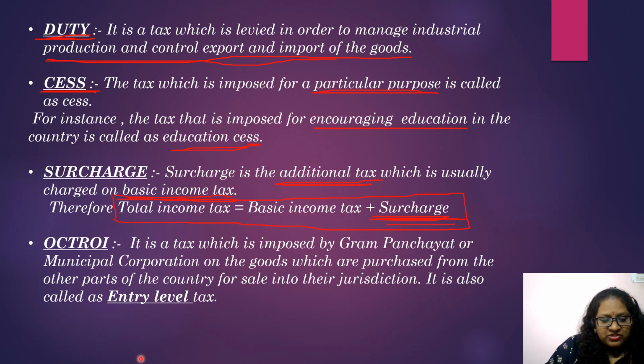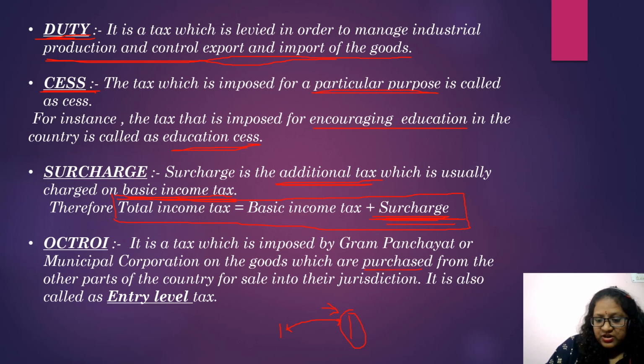Now, next comes the octroi. It is a tax which is imposed by the gram panchayat or municipal corporation on the goods which are purchased from the other parts of the country for sale into their jurisdiction. Now, when goods are being purchased from one country and taken to the other country, this country takes a tax for those goods to enter into the state and be sold over there.